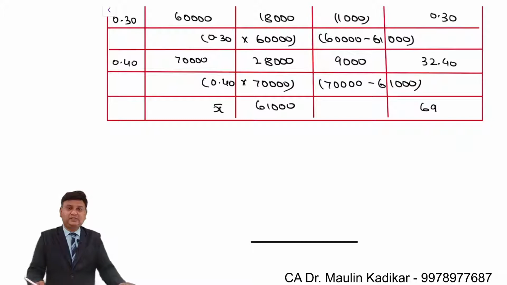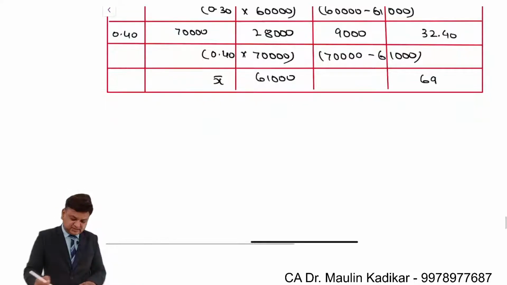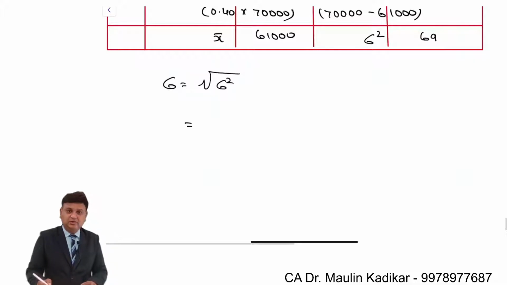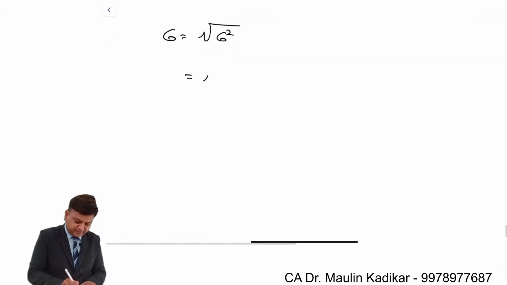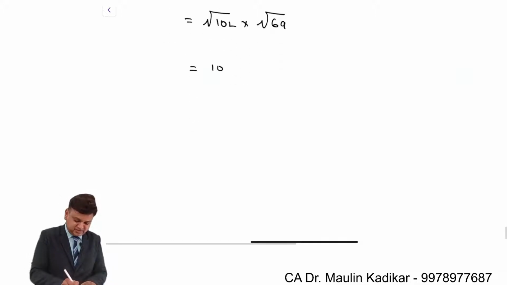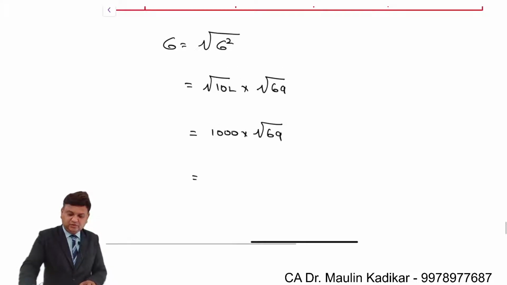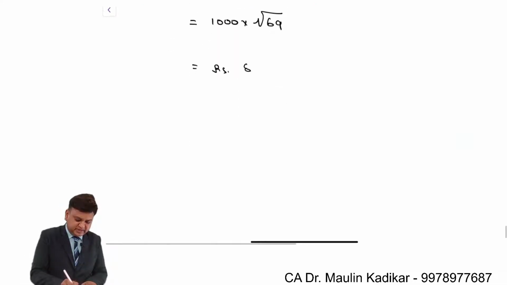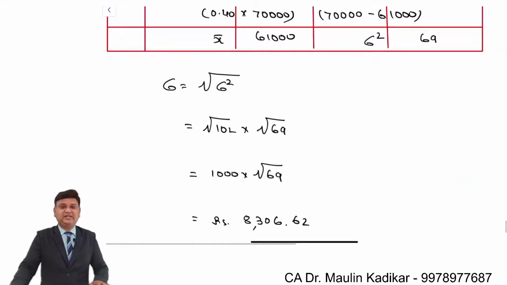Dear students, as we know that this 69 million is the variance. So as far as the standard deviation is concerned, it is under root of variance. So what you can do, friends, simply it is under root of 10 lakhs into under root of 69, and under root of 10 lakhs is very simple, it is 1000 into under root of 69. So under root of 69 into 1000, that comes to rupees 8306.62. This is the way the standard deviation can be calculated.